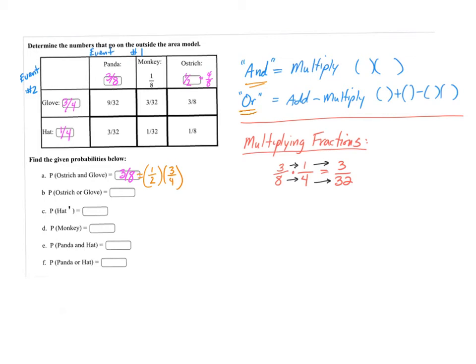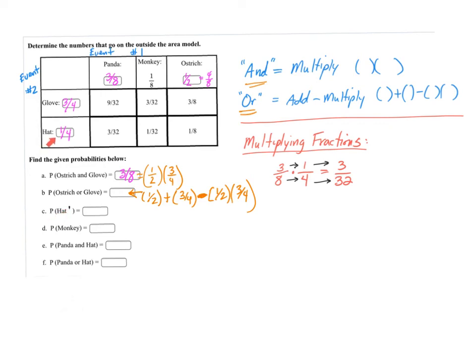The or questions, you go like this. You say my chance of an ostrich was 1/2, and then I add that with the chance of the glove being 3/4, and then I take those same 2 fractions and subtract those 2 fractions, same 2 being multiplied, so 1/2 times 3/4. And if I do that, I'll get my answer to this box. Now, like I said, you can either add up all 4 of those boxes, or you can do the mathematical calculation of those.